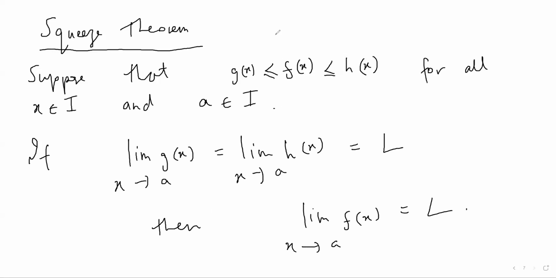So that's what the squeeze theorem says. If the limit of g of x when x approaches a is the same as the limit of h of x when x approaches a, and is equal to some number L, where L stands for a general number, then the limit of f of x when x approaches a is also equal to the same number L. That's basically what the squeeze theorem is saying.